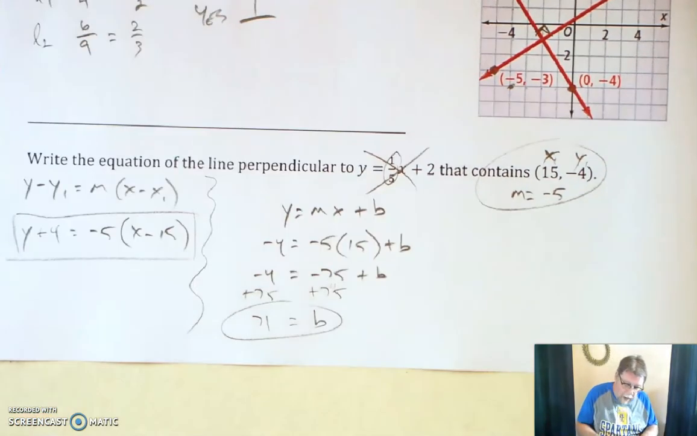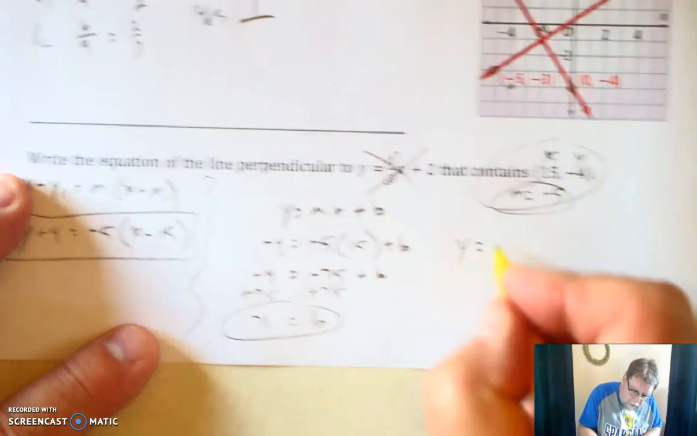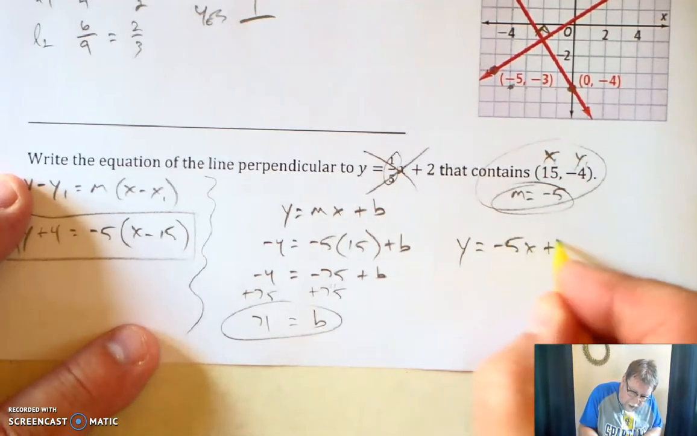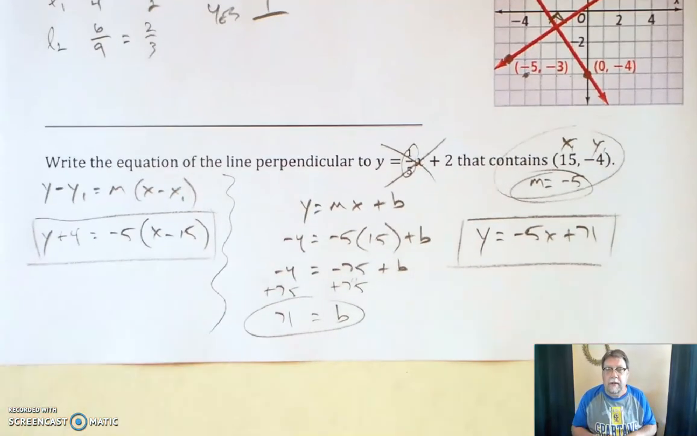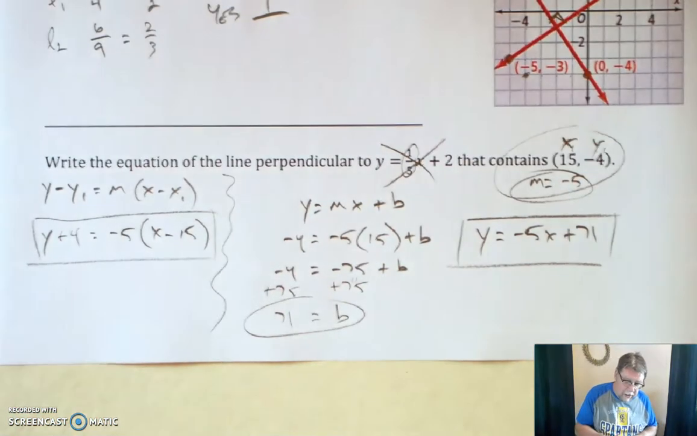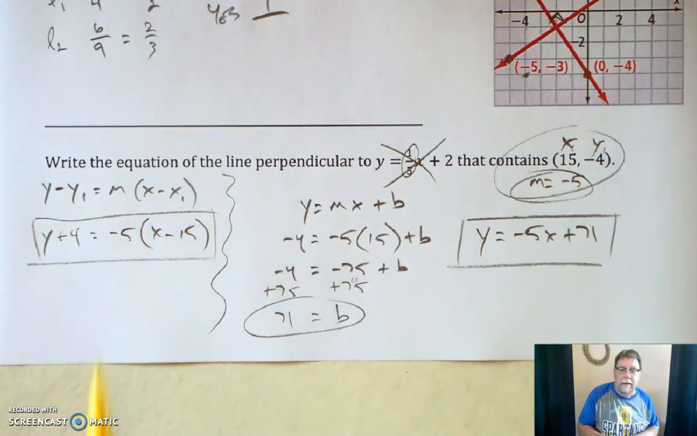That's my b value. I already know that that's my m there, so I can write y equals -5x plus 71 as my slope-intercept answer. And that would be the same answer I would get as if I would have distributed the -5 here and then moved that, and I would have got the same answer there.